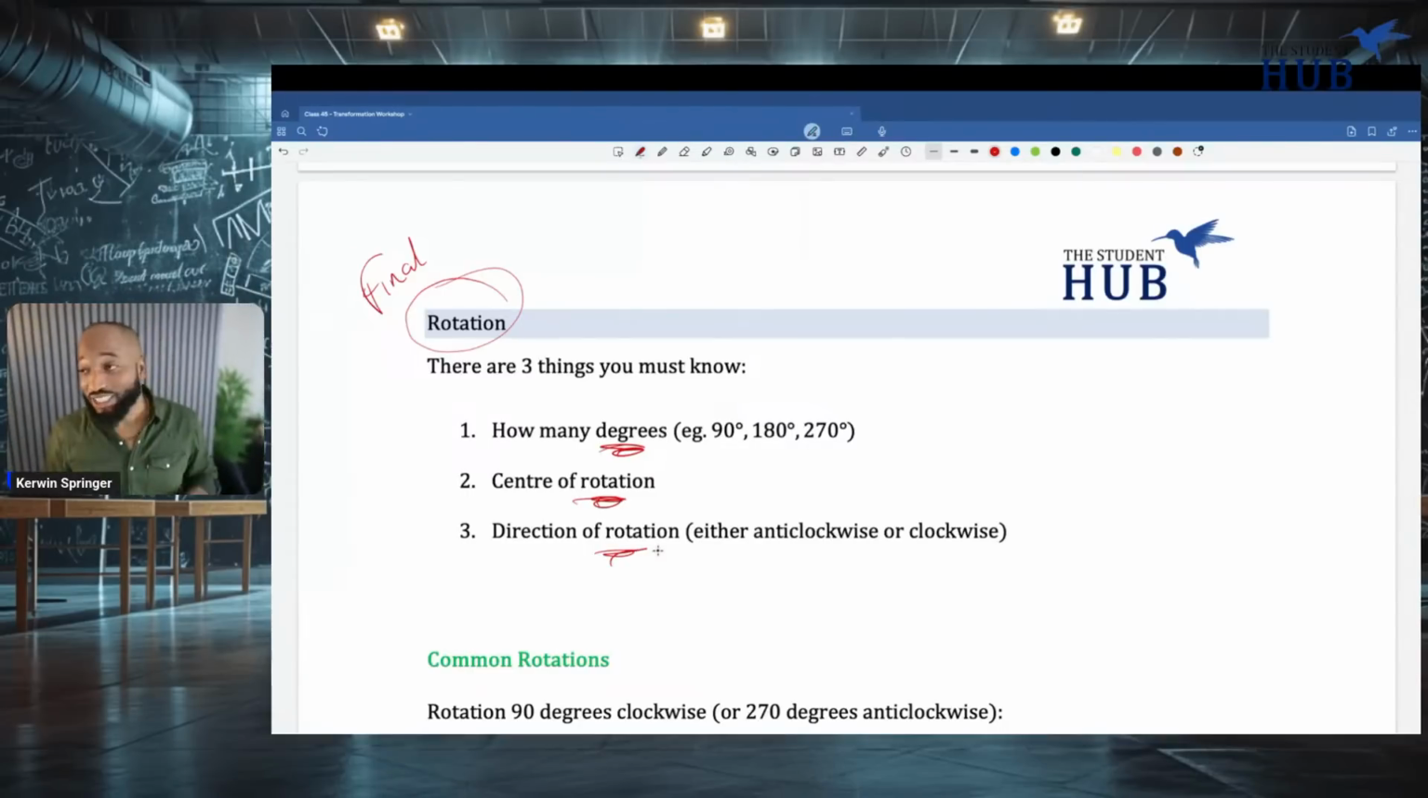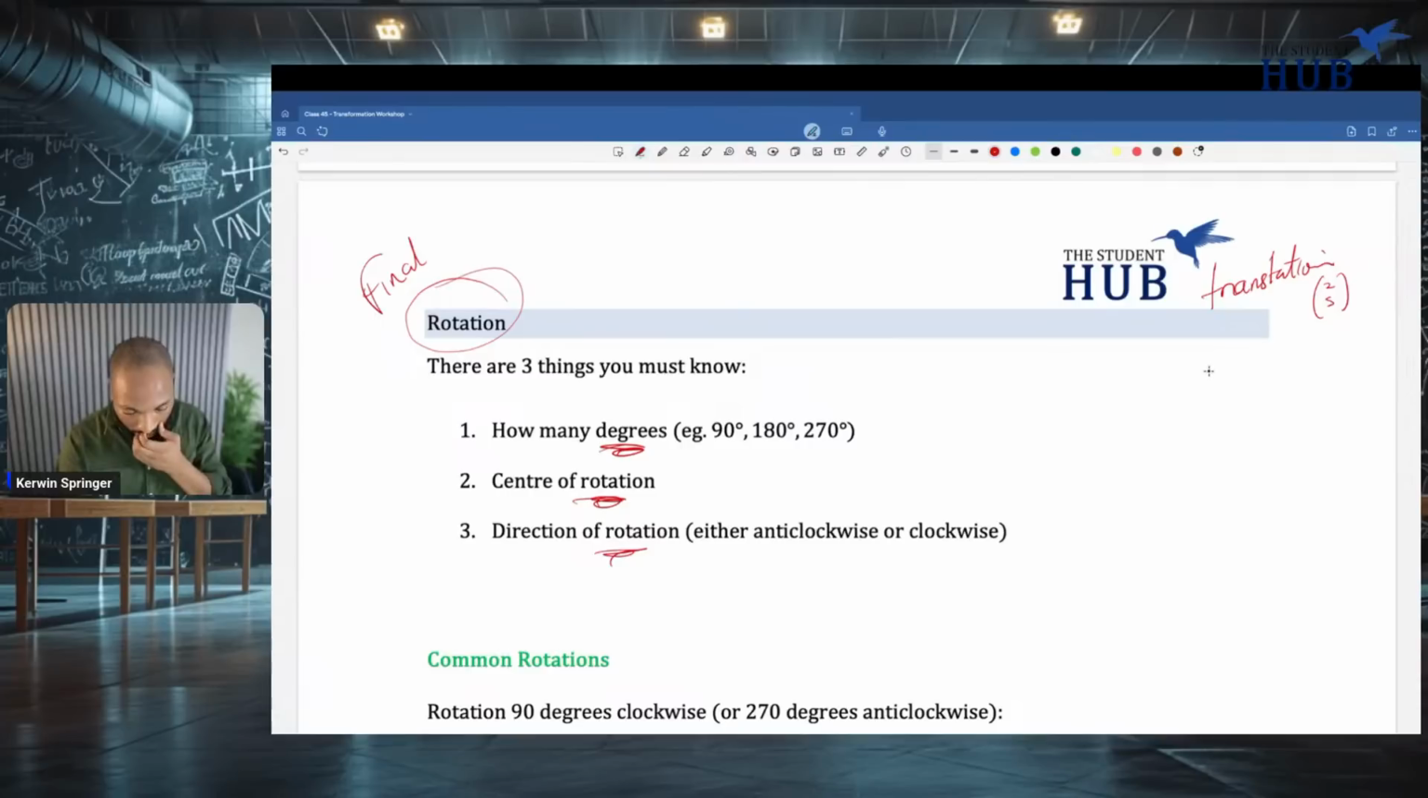So these are the 3 things you need to know for rotation. What do you think? Just a quick recap. Translation: all we needed to know was the vector, like go across 2, go up 5. Reflection: all we needed to know was the equation of the line of reflection, like y equals x, reflecting the line. For enlargement, what you needed to know was 2 things. You needed to know the center, most of the time it's the origin, and you needed to know the scale factor.